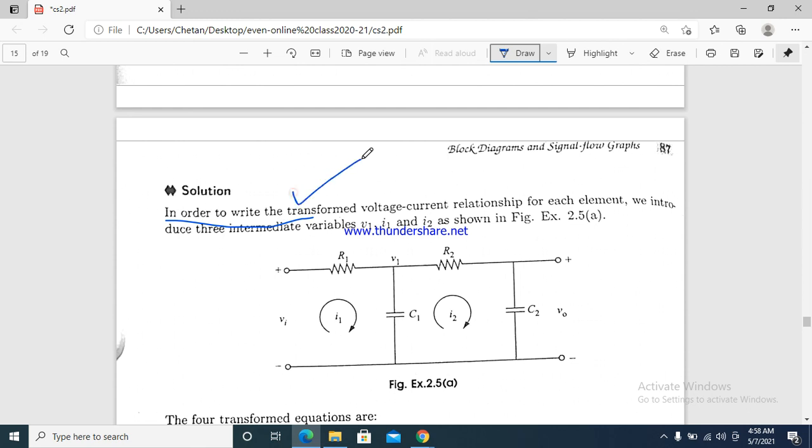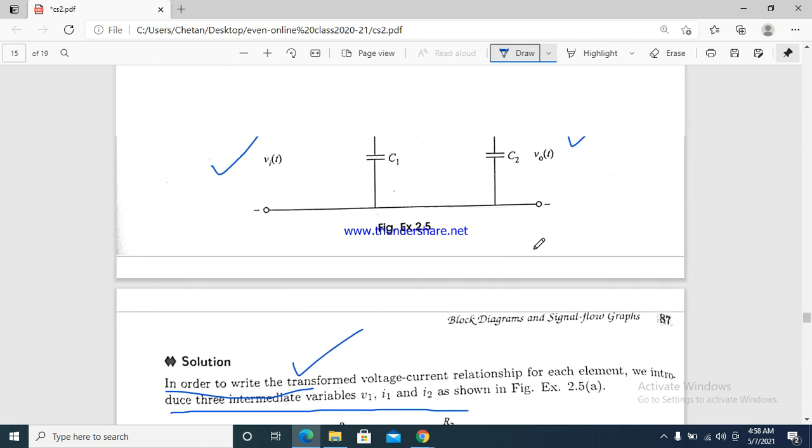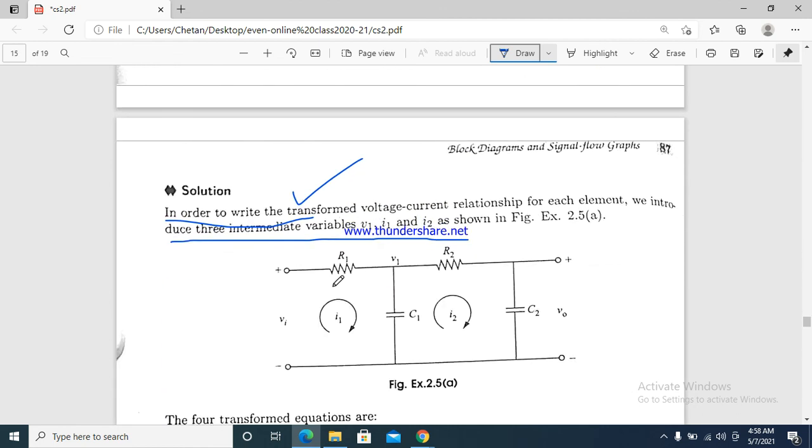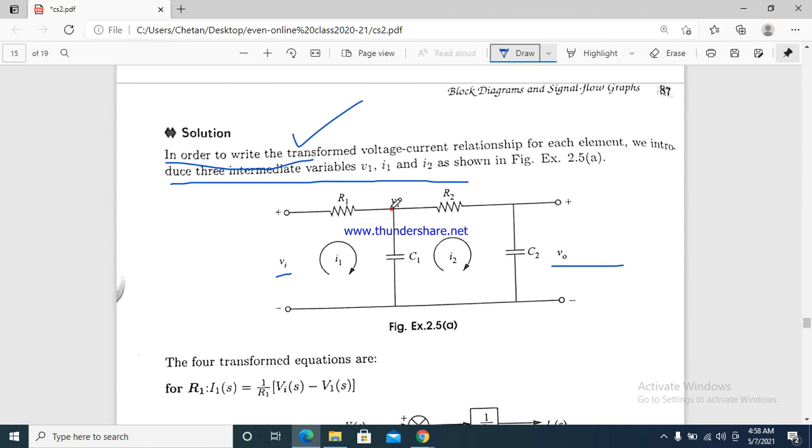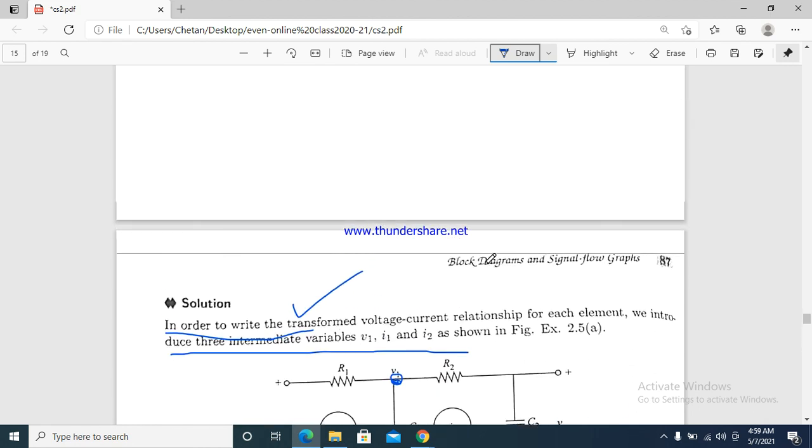In order to transform the voltage-current relationship for each element, we introduce three intermediate variables V1, I1, I2 as shown in this figure. First, I will represent what voltages we have. Vi is there, V0 is there. Next, V1 voltage is also appearing at this point. Next, current I1 is flowing in this first loop. Next, I2 is flowing in this second loop.